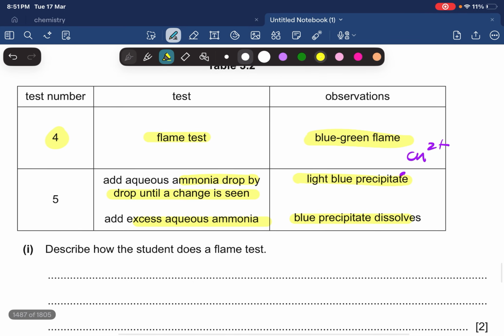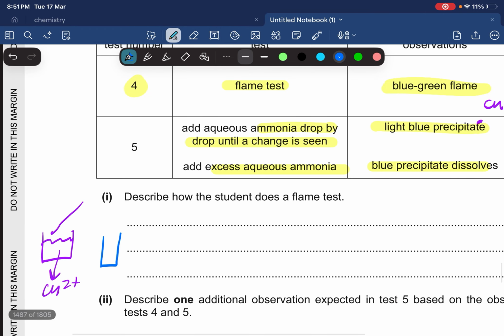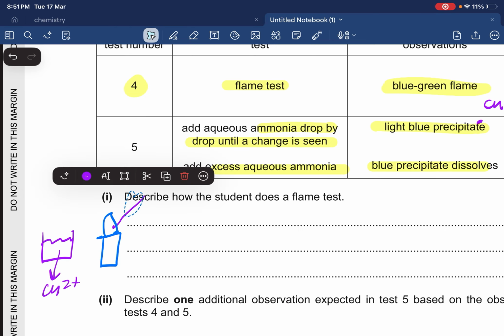Describe how the student does a flame test. Flame test is very easy. What you do is that you dip a wire in the solution. So this is your solution that contains copper 2 plus ions. You dip a wire in it, and then what you do? You take a flame, the blue roaring Bunsen burner flame, and you put your wire that you've dipped into the solution on the flame, and then you get the test. So it's simple.